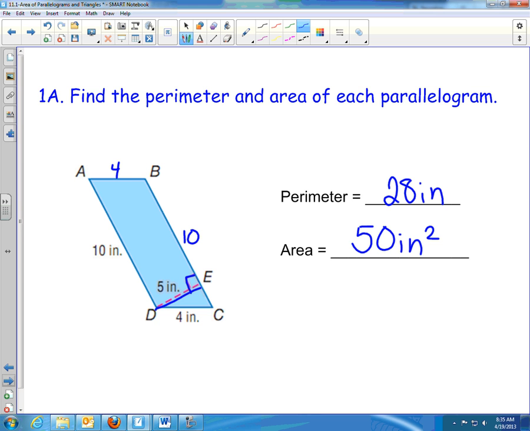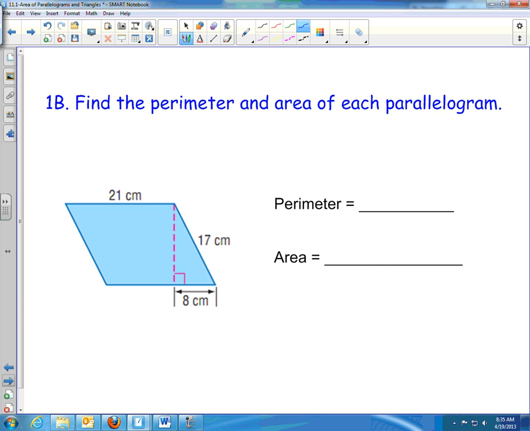All right, if you look here at B, we notice that we have a base and our side, but we don't actually have our height. To find our height, we need to do the Pythagorean theorem. So h squared plus 8 squared equals 17 squared. Go ahead, pause the video, take a moment, type that into your calculator and figure it out. When you finish, you end up with a height of 15.